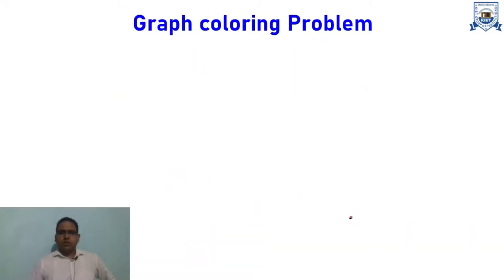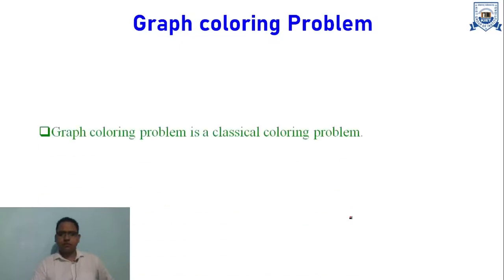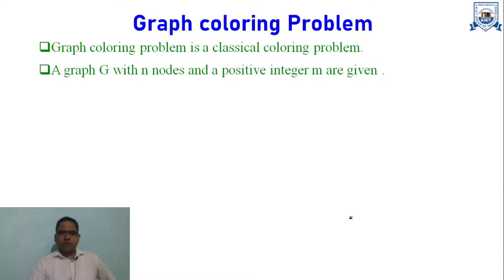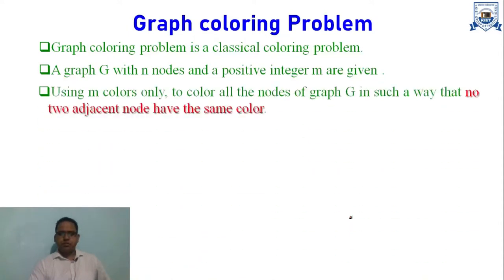Now, one of the most important applications of backtracking is the graph coloring problem. So what is the graph coloring problem? It is a classical coloring problem. Given a graph G having some n nodes, and some colors, we need to color that graph with the given colors. The condition is that no two adjacent or neighboring vertices can have the same color. This is the rule.